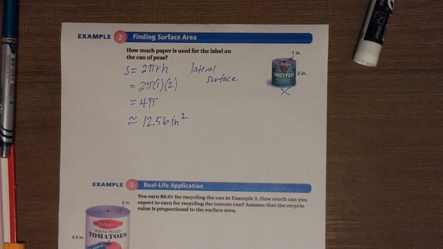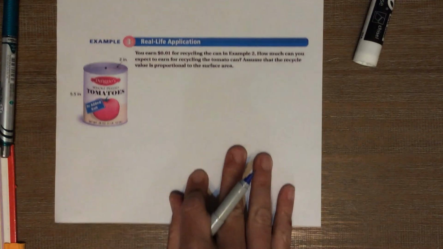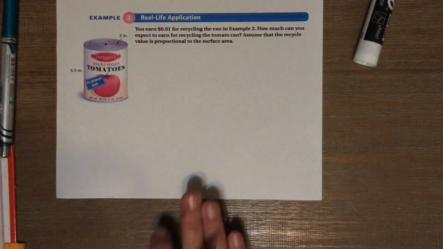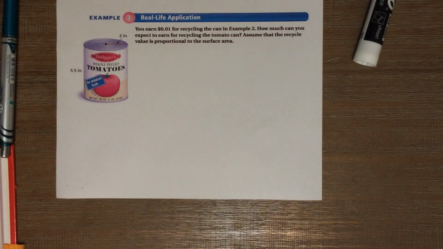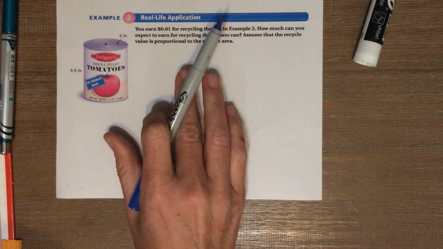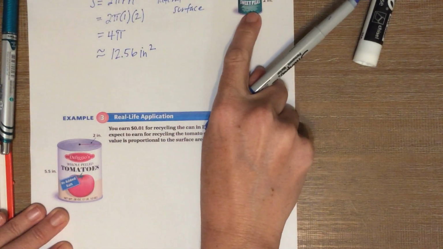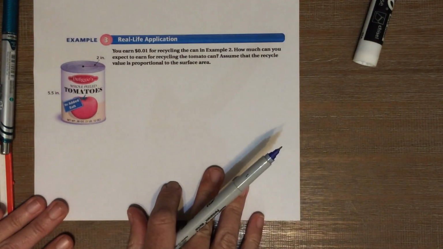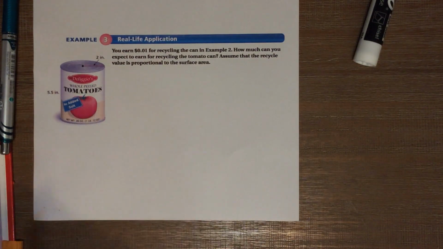Okay, so now we're going to step it up even more to this. Some of you might be big recyclers. I hope you all are. But this is a problem where we can talk about how much money you would get for a particular can of something. It says you earn 1 cent for recycling the can in example 2. That's our can of peas here from example 2. How much can you expect to earn for recycling the tomato can, which is clearly bigger, not just in my picture, but with dimensions? Assume that the recycle value is proportional to the surface area.